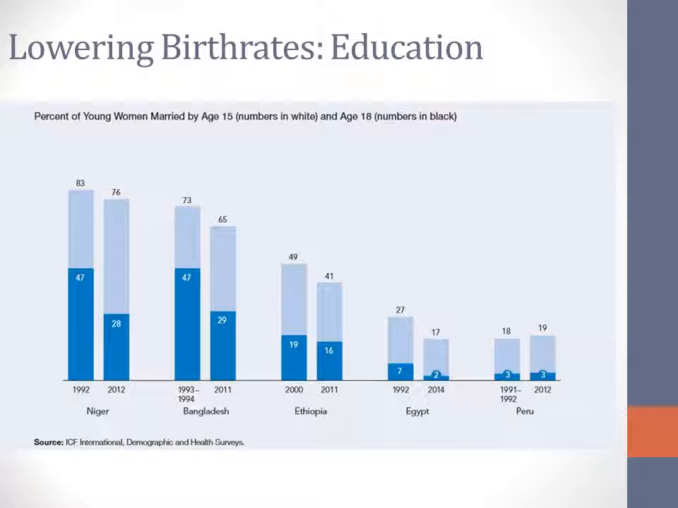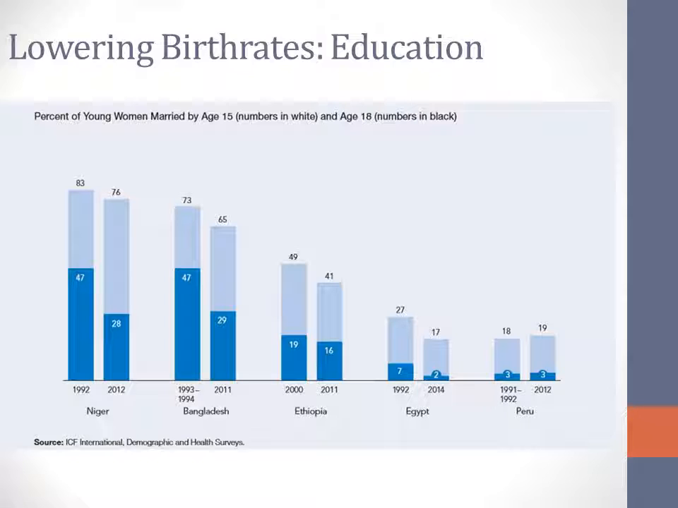For all countries except Ethiopia, the percentage has dropped significantly. While most women in Niger and Bangladesh still marry early, fewer are marrying by age 15. So now in Niger, 28% are married by age 15 in 2012, even though 76% are still married by age 18. In a country like Peru, you see that the percentage married by age 15 is much lower at 3%, and those marrying by age 18 is 19%. And if you look at the total fertility rates, you should see some correlation.